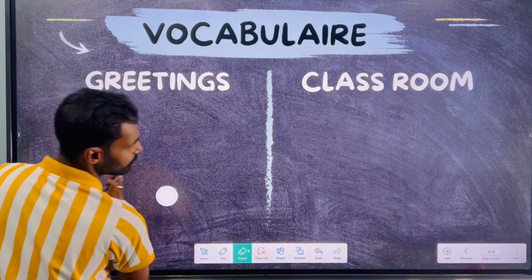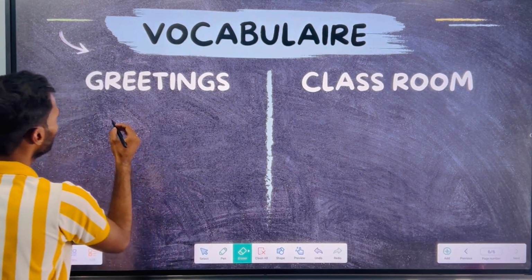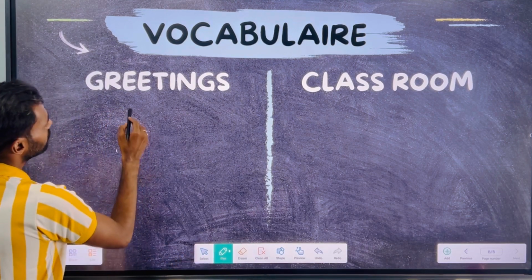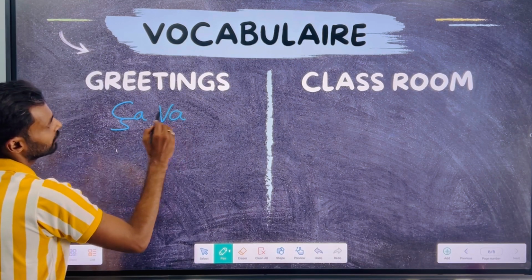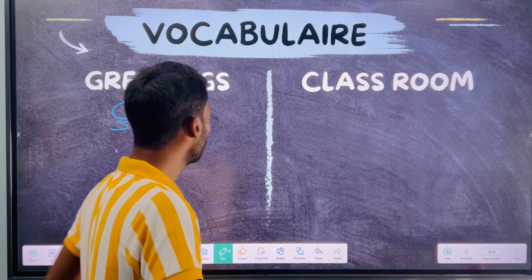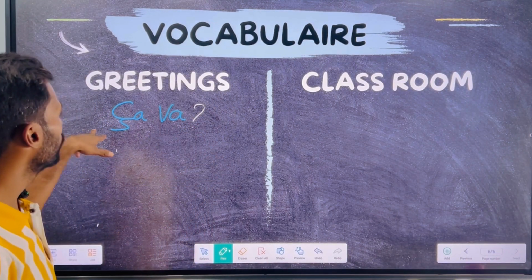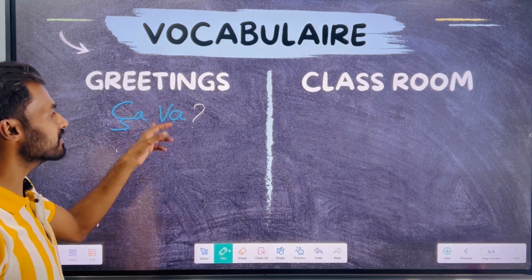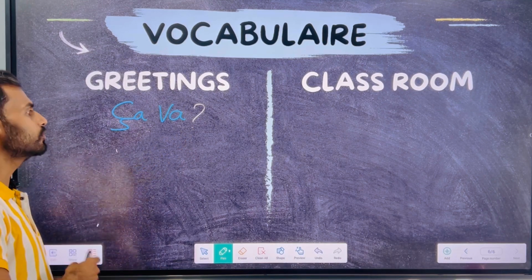Now what else? How are you? We say ça va. This is also used to say that I am fine. But if you say it as a question, it is how are you? So you can ask this as a question and you can also give it as an answer. That is what I am trying to tell you.